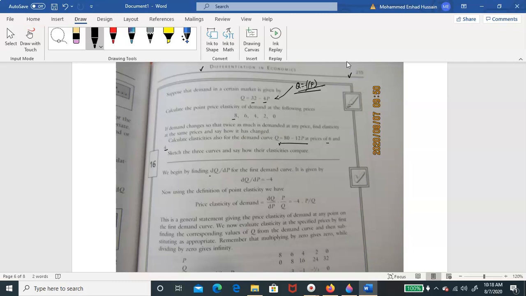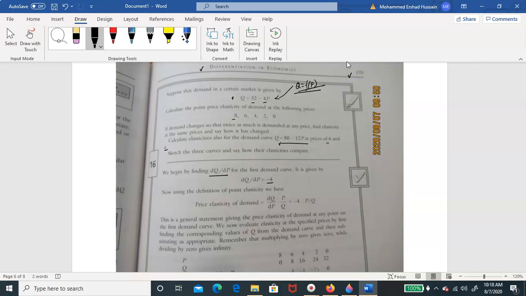We differentiate this one. 32 is a constant, so it becomes 0 when we differentiate with respect to p. And for minus 4p, when we differentiate, p becomes 1. This is the power function rule we discussed before. So we just have 1 multiplied by minus 4, which is minus 4. And that is what we have here.